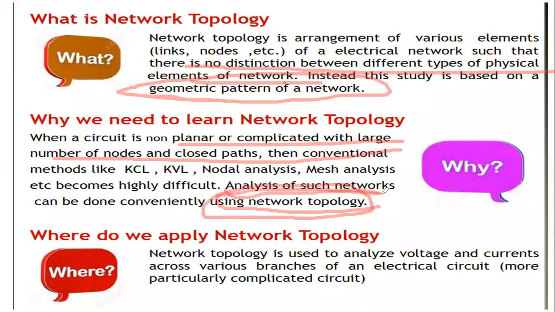Here we are mostly concerned about currents and voltages. That's it. What is the current and what is the voltage flowing in that branch; what is connected is not a big deal for us. Network topology is generally used to analyze voltages and currents across various branches of an electrical circuit, and it is mostly used in big electrical networks, power systems, wiring, all those complicated and big networks. There these concepts are used.